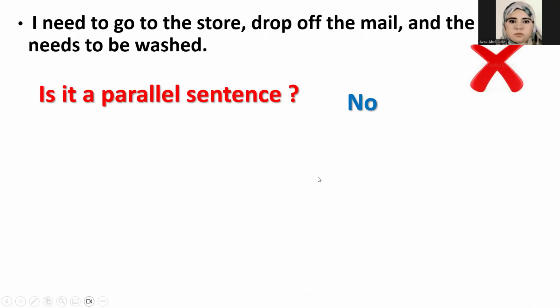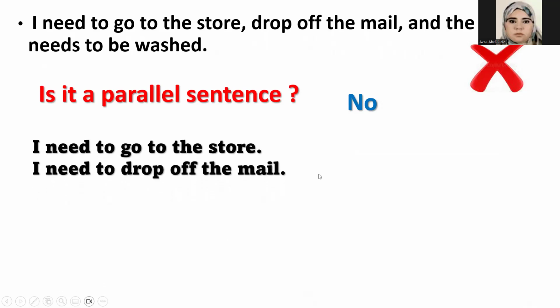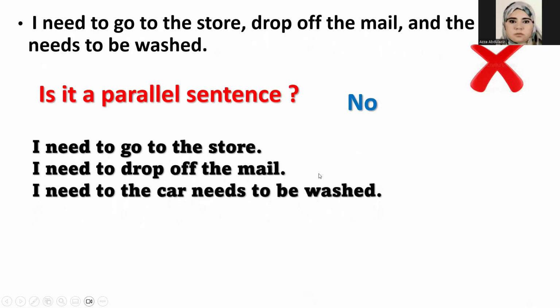Now let's break it up. It will be: I need to go to the store. I need to drop off the mail. And the car needs to be washed. Notice how the base of the sentence, I need, is changed later in the list: the car needs to be washed. So imagine listing each item separately before combining the list.